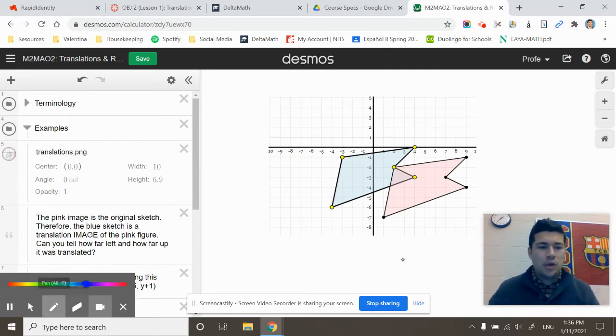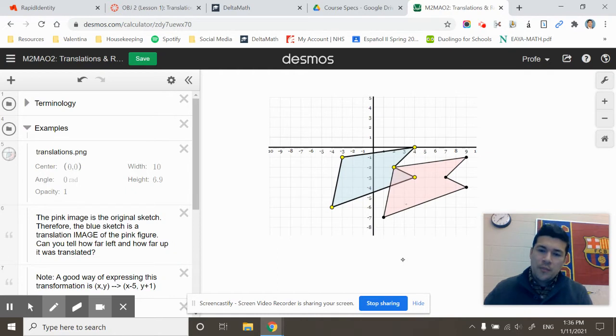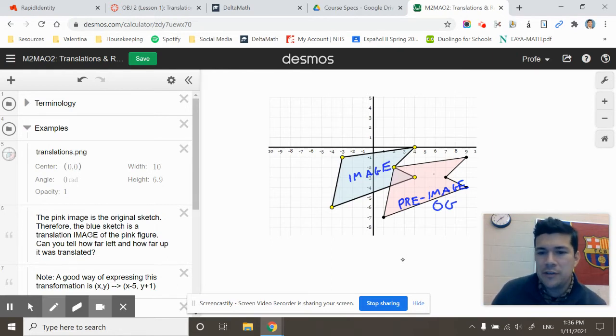And to add a little bit of vocabulary to what we know, we can call this basically our pre-image or our original. You can also call it the OG, the original, right? And this blue one is going to be my image. Not because I chose it like that, but this was given. So if I started with the pink one, then the blue one you would call the image because it is a shifted version of that same figure.